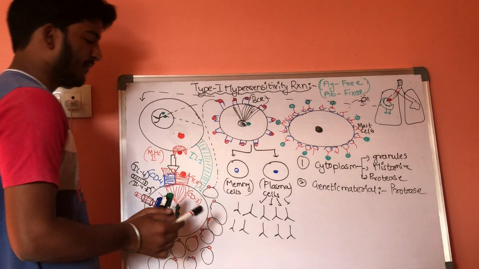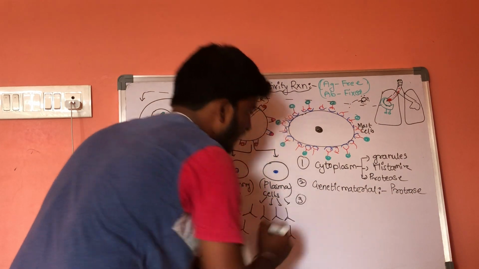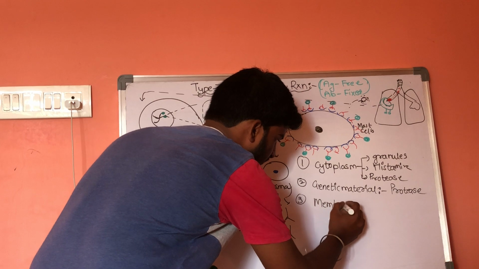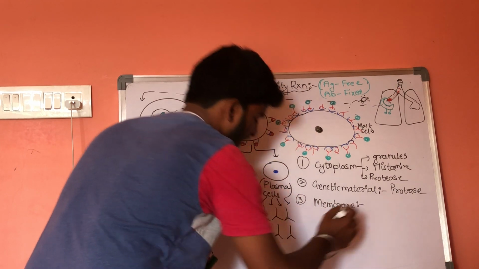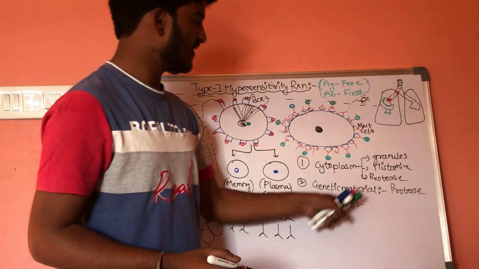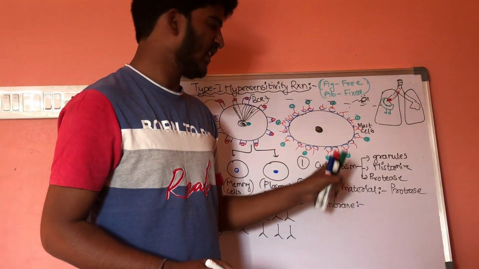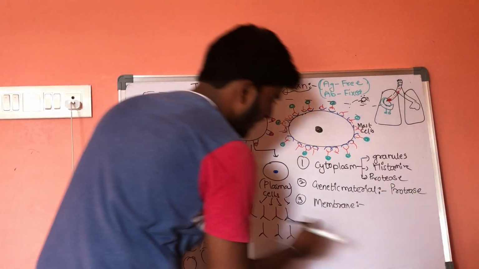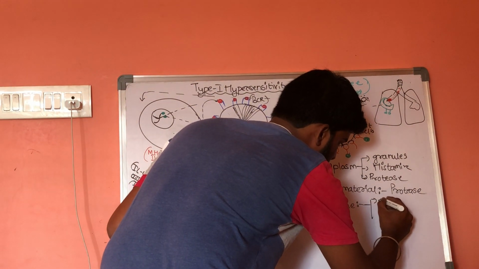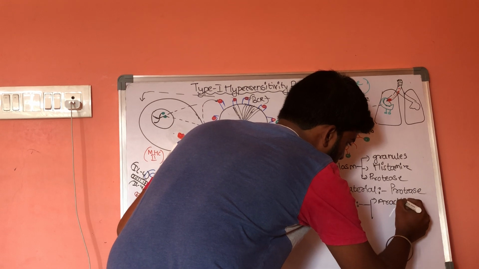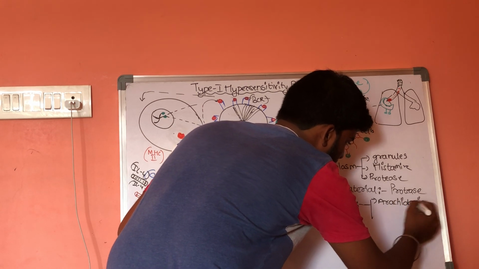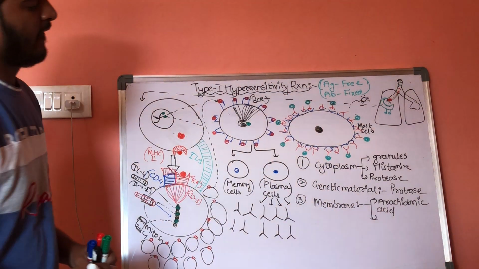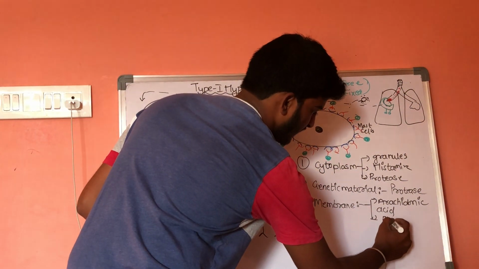Coming to the third pathway, it will attack the membrane. Whenever it is attacking the membrane, there are special kinds of proteins which will be denatured and released. It will release the arachidonic acid, and it also releases platelet factor.